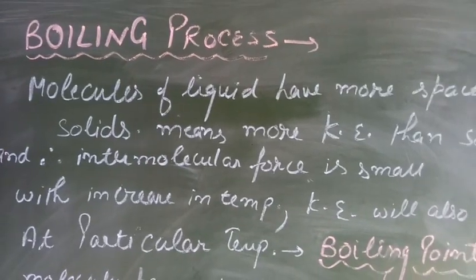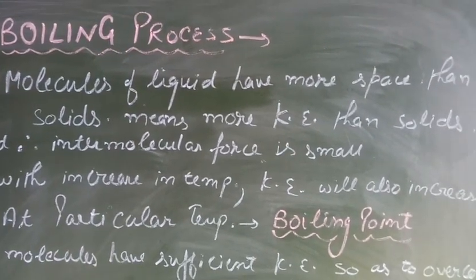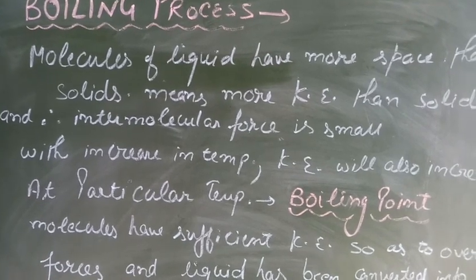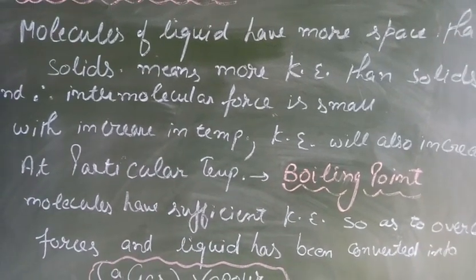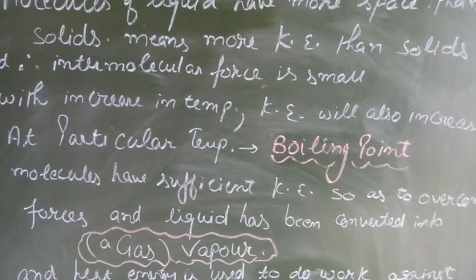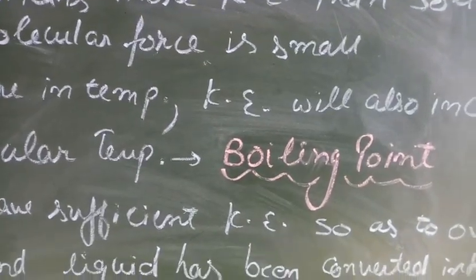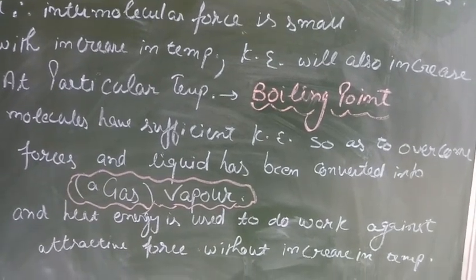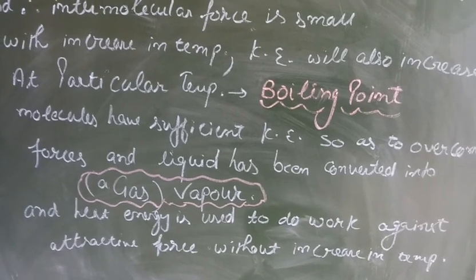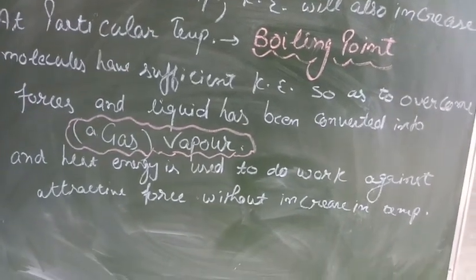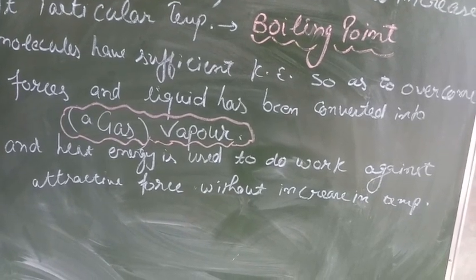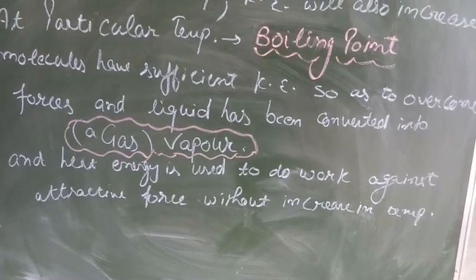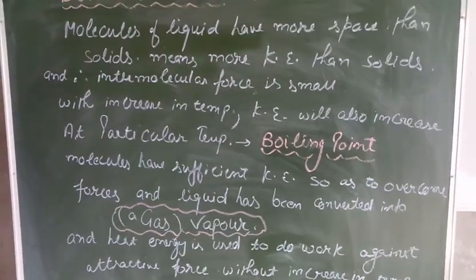The next is the boiling process. As we know, molecules of liquid have more space than those of solids, meaning they have more kinetic energy because they have more space, and intermolecular forces are small. So with the increase in temperature, kinetic energy also increases, and again at a particular temperature, that is the boiling point, molecules have sufficient kinetic energy to overcome intermolecular forces, and then the liquid is converted into a gas, or you can say the vapor state. And again the heat energy absorbed by the liquid molecules is used to do work against intermolecular attractive forces without increasing temperature. So this process is called the boiling process.